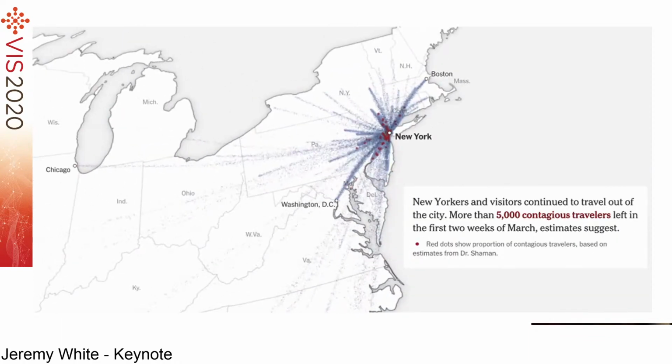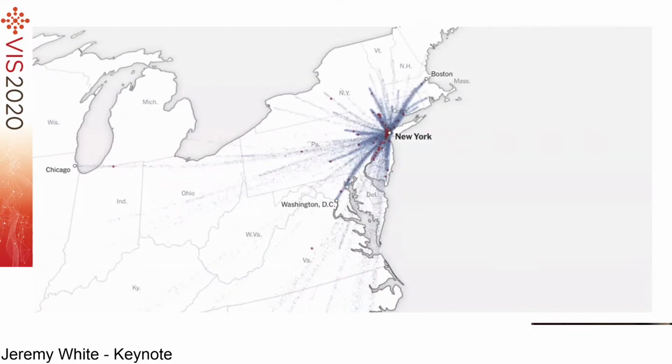So one thing we wanted to look at was New York City, because early on, New York had a lot of cases. So we started collecting data specifically about New York and where New Yorkers were traveling. And a lot of the outbreaks outside of New York were happening because people were leaving New York.